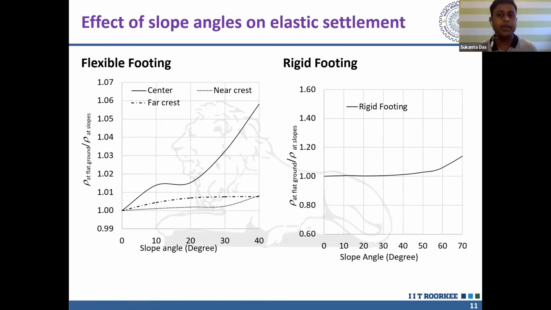So now we have computed the effect of sloping angle on the elastic settlement. Here is the reduction in settlement, comparing settlement at flat ground and settlement on sloping ground corresponding to the degree of slope. We have found that at the center and at the crest a variation has been observed, but it is very small, whether for flexible footing or rigid footing.